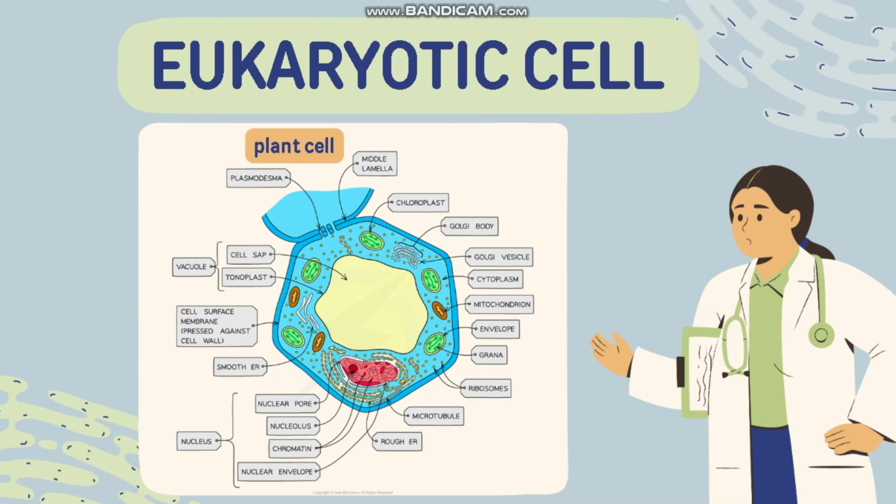We have SER, cell membrane as our second layer, and cell wall as our first layer. We've got cell sap within the vacuole, which is surrounded by tonoplast. And finally we've got plasmodesmata.